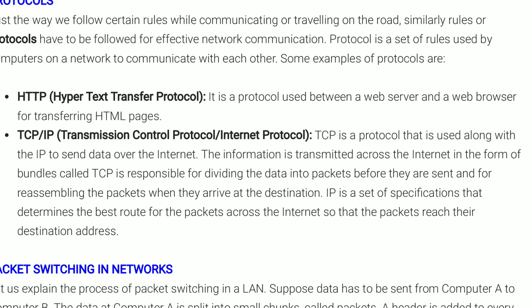The information is transmitted across the internet in the form of bundles called packets. TCP is responsible for dividing the data into packets before they are sent and for reassembling the packets when they arrive at the destination. IP is a set of specifications that determines the best route for the packets across the internet so that the packets reach their destination address.